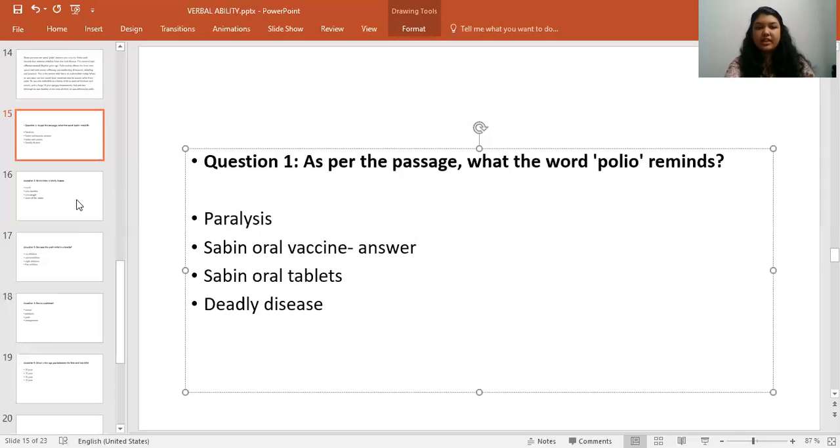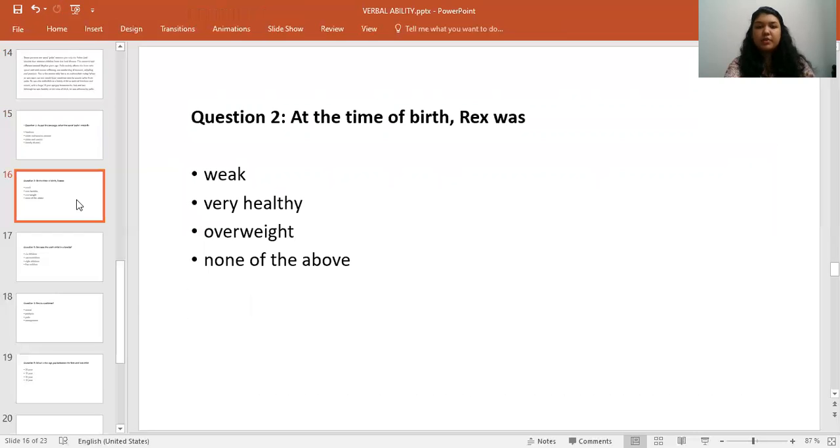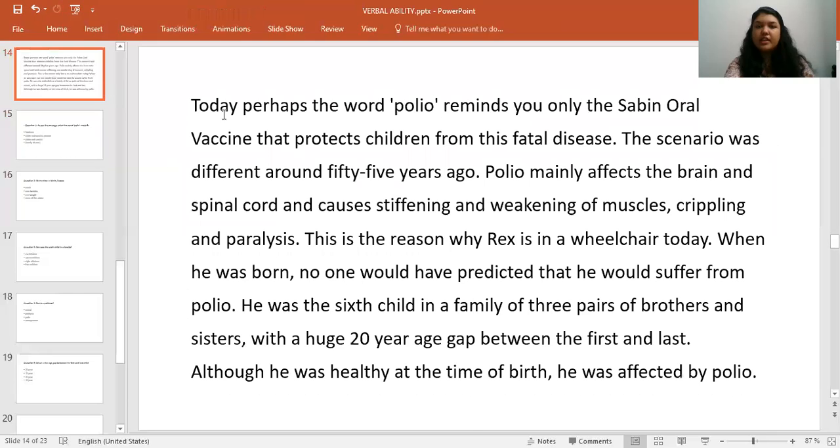Now, going to the second question: at the time of birth, Rex was. Like I have already mentioned, by reading through the questions, we will be able to remind ourselves of a word or a number when we read through the passage, and mark it down so that it becomes easy to answer the questions given on the passage.